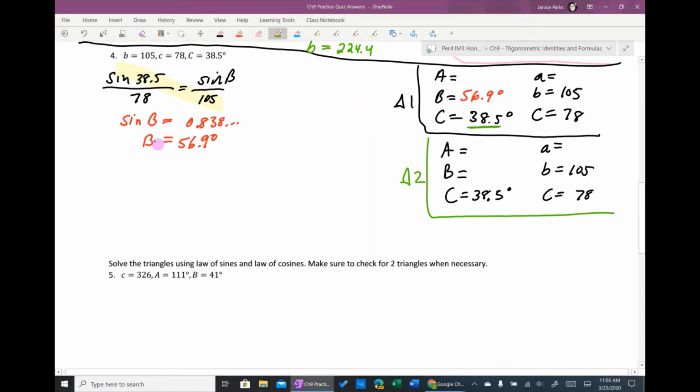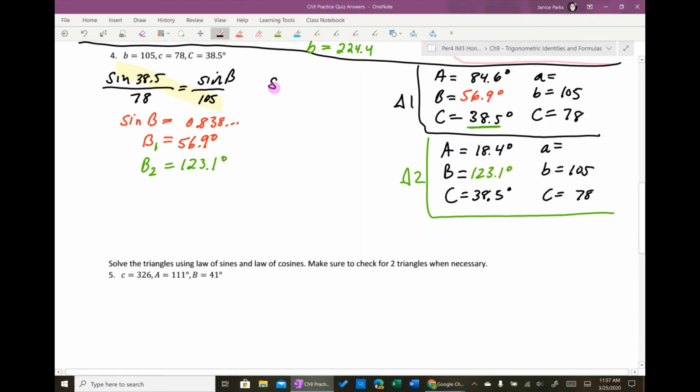Then we're going to solve for B2. So we're going to take 56.9 and subtract that from 180. That gives me 123.1 degrees. These two angles are not over 180, so you will have a second triangle. Again, we're just going to make sure that the angles add up to 180. So that would make that 84.6. These three angles have to add up to 180, so this would make this 18.4 degrees.